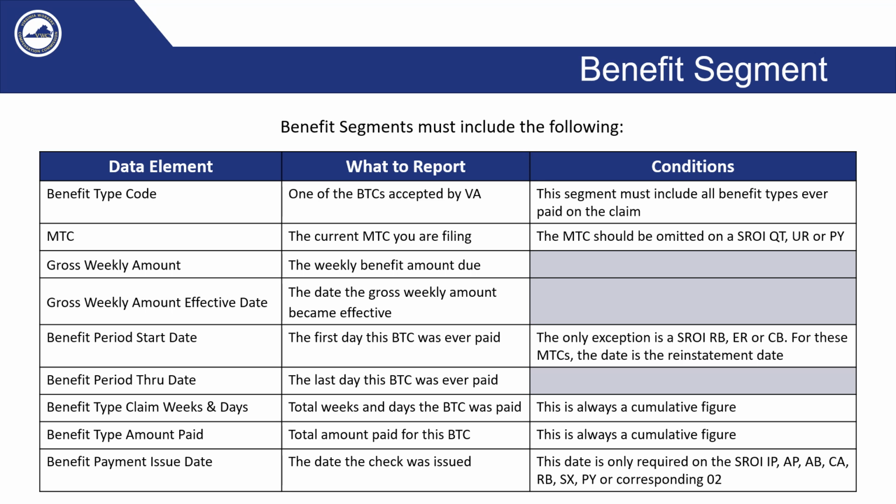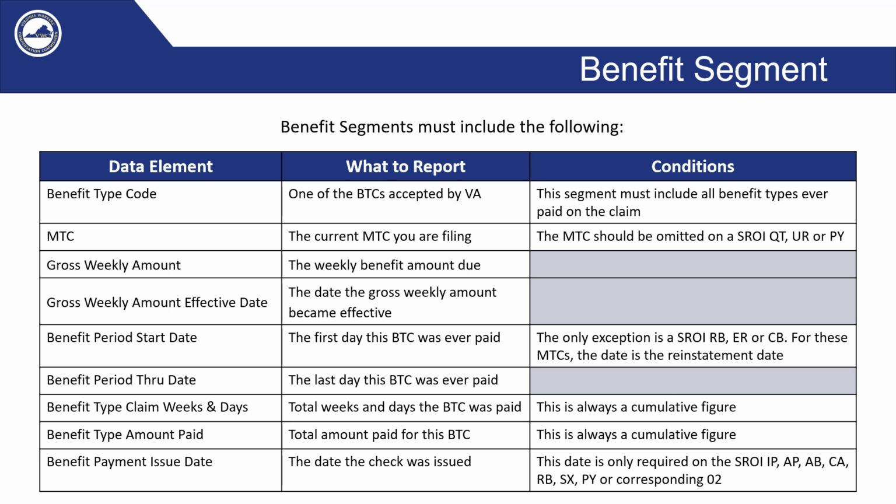The benefit period start date would be the first day the BTC was ever paid. The exception to this is when you are reporting a Shorey RB, ER, or CB. For these MTCs, the date is the reinstatement date for the benefit type code. The benefit period through date is the last day the BTC was ever paid. Benefit type claim weeks and days is the total weeks and days the BTC was paid. This figure should always be cumulative. The benefit type amount paid is the total amount paid for the BTC, and again, this should be a cumulative figure. Last is the benefit payment issue date.